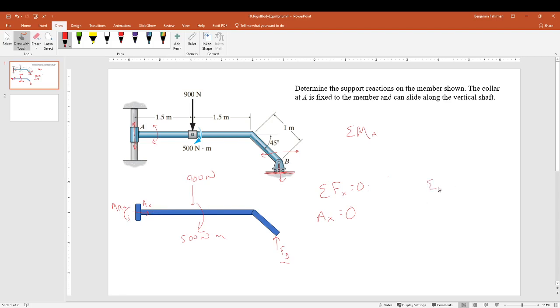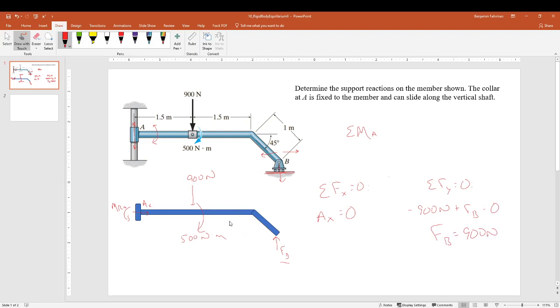We can sum forces in the y direction, set that equal to 0. We have a 900 Newton force downward, and we have force at B upward, plus FB. And that's it. They're the only forces that have a y component. We're going to set that equal to 0, and we know that FB is equal to 900 newtons. Nice. Okay, so now we've got these two.